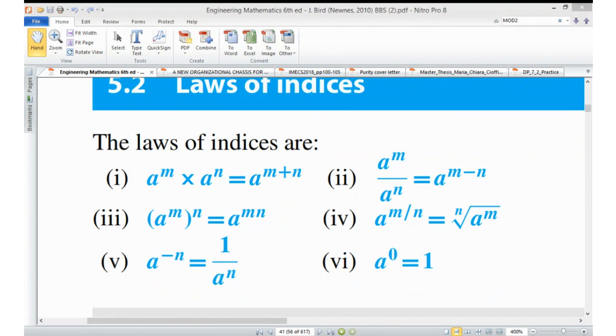Then finally, any number raised to power 0 is 1.